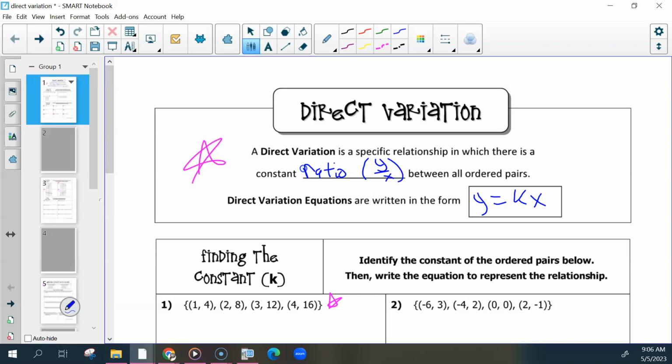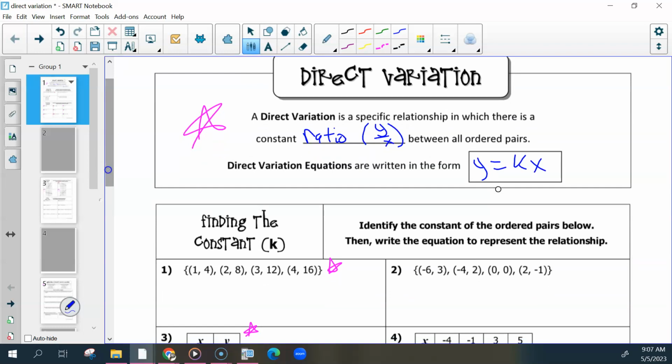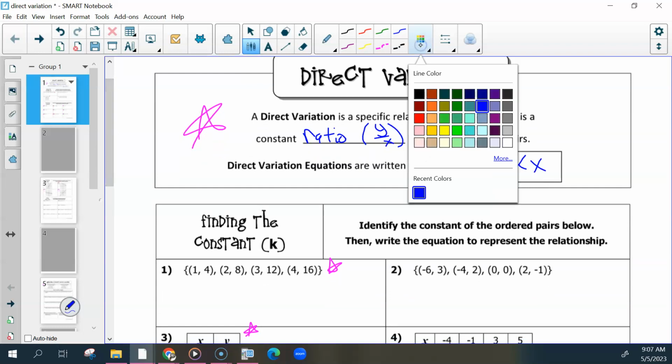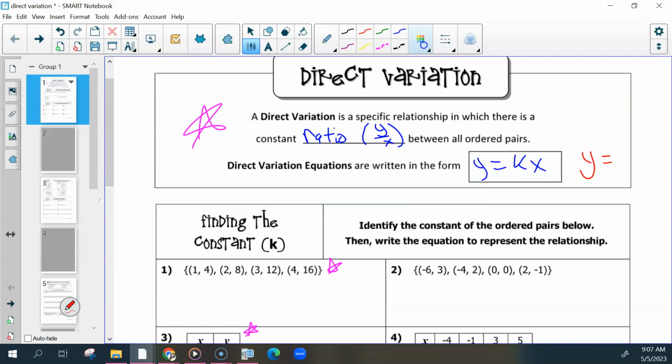K is also known as the constant of proportionality. You might see that on Khan Academy as that. The ratio comes from solving this for K. And do that off to the side. So if I wanted to get K, I would get rid of X by dividing it. So as long as you remember, this is your direct variation equation, and this is how you find K, that will help you a lot on these problems.